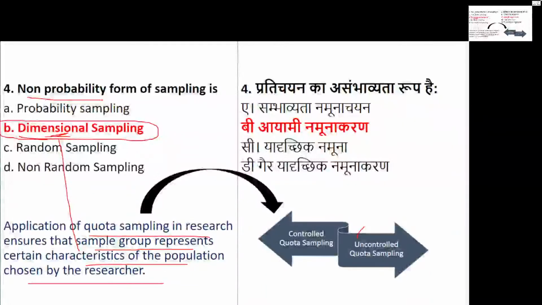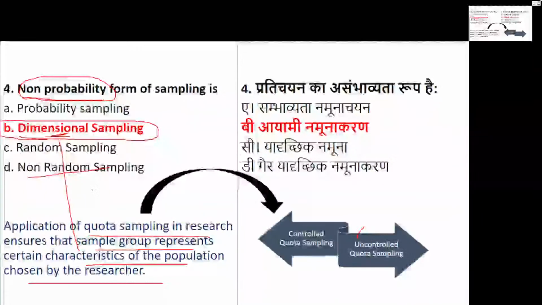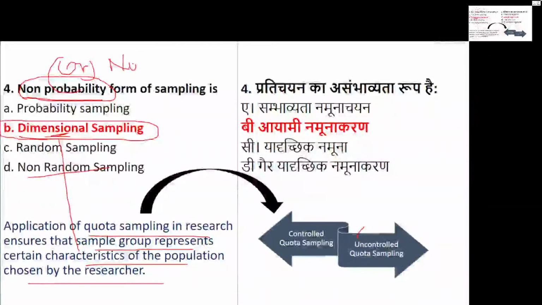Fine. Also keep in mind, instead of the word non-probability, they can use the word non-random. So non-probability is equal to non-random, but it is not a type of non-probability method. I hope it is very clear. Non-probability is also known as non-random sampling. You can say it like that. Fine, Sanchita, I hope it is very clear.